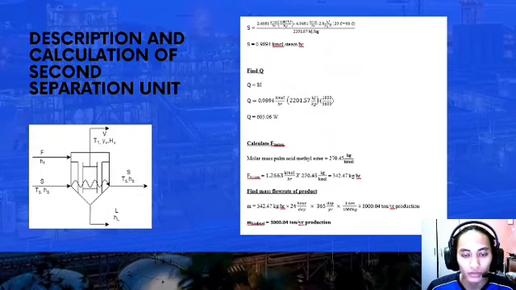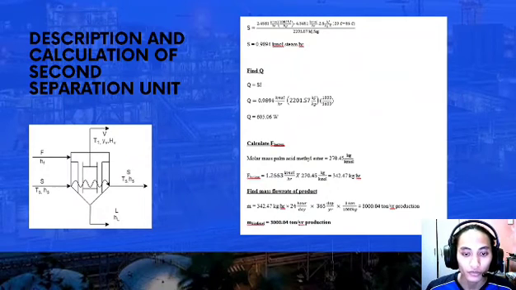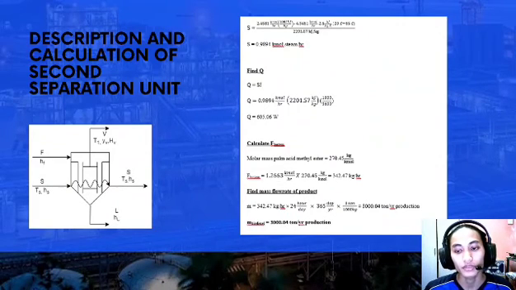And then we will have to find the flow rate of the working product, where we will get the value to be 342.47 kg per hour. And from that, we can calculate the mass flow rate of the product, where the mass flow rate will be 3000 tons per production.